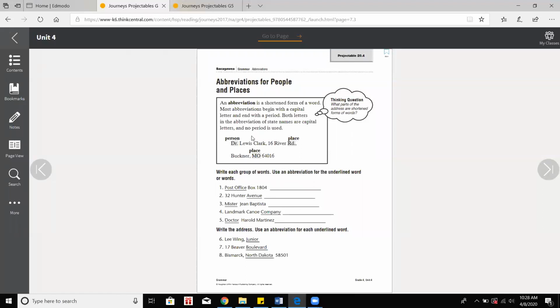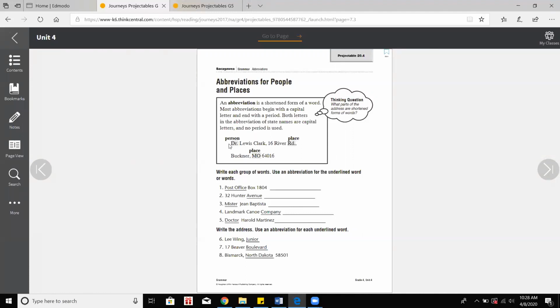Okay. So first, what's an abbreviation? It's a shortened form of a word. So if you don't want to write the entire word, you can write the shortened form of it by beginning it with a capital letter and ending it with a period. But for some cases, both letters in the abbreviation of state names are capital letters and no period is used. Okay, so we'll break that down using this example.